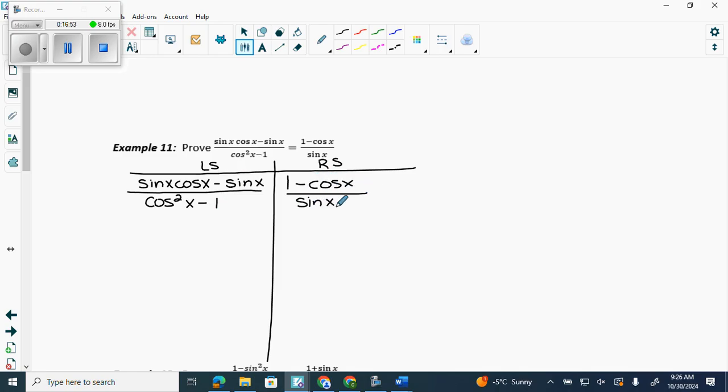Okay. What can I do to the left side? Take out a sine x in the numerator. And then I'm left with sine x cos x. Take out a sine x is cos x minus sine x, so I have a sine x is minus 1. What is the denominator? Look, nothing matches.